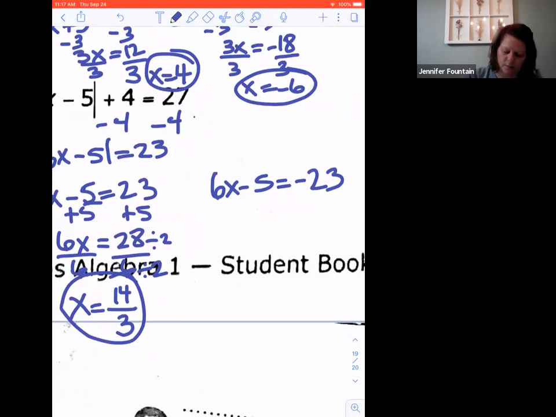Look at my negative. Again, I have a negative 5 on the left-hand side, so I add it. Add 5, add 5.